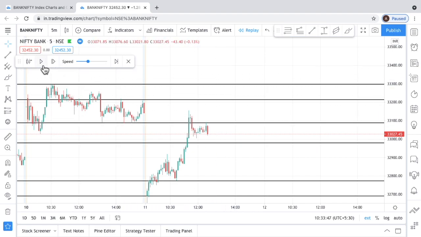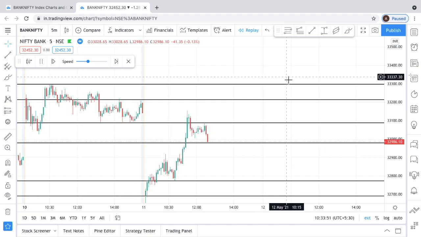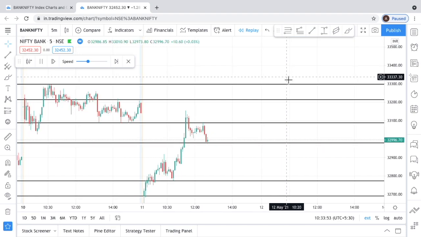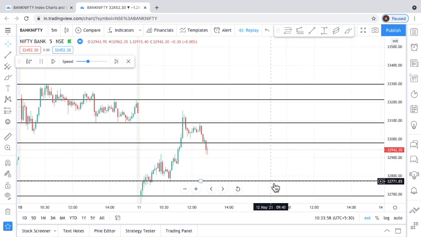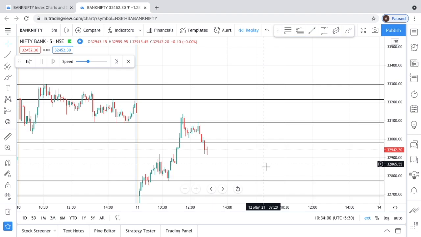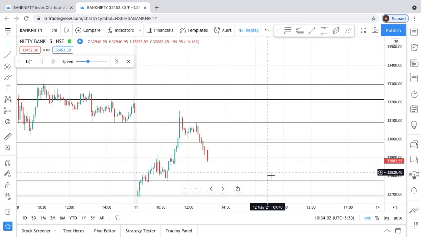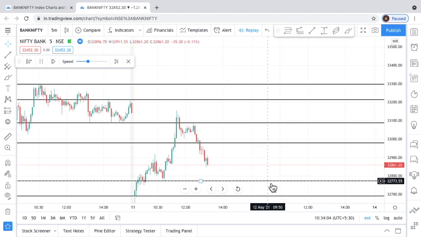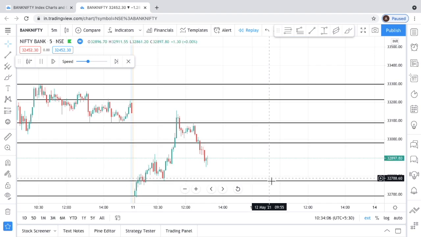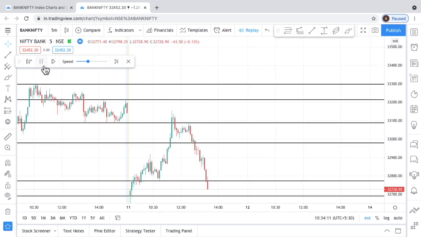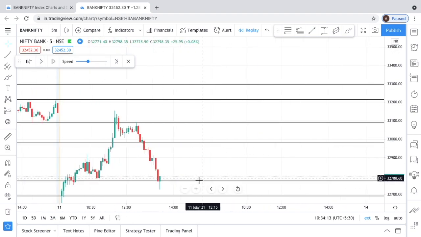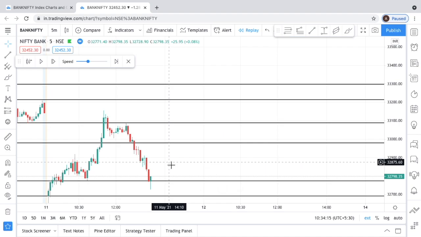I had taken 3100 put, and we did get a pretty good down move after that. My targets were the same black lines that I had marked. I wanted to book my profit here, but we came out somewhere close by here. Yeah, and this is where we booked our profit. After that, price did go down more, but that is fine.